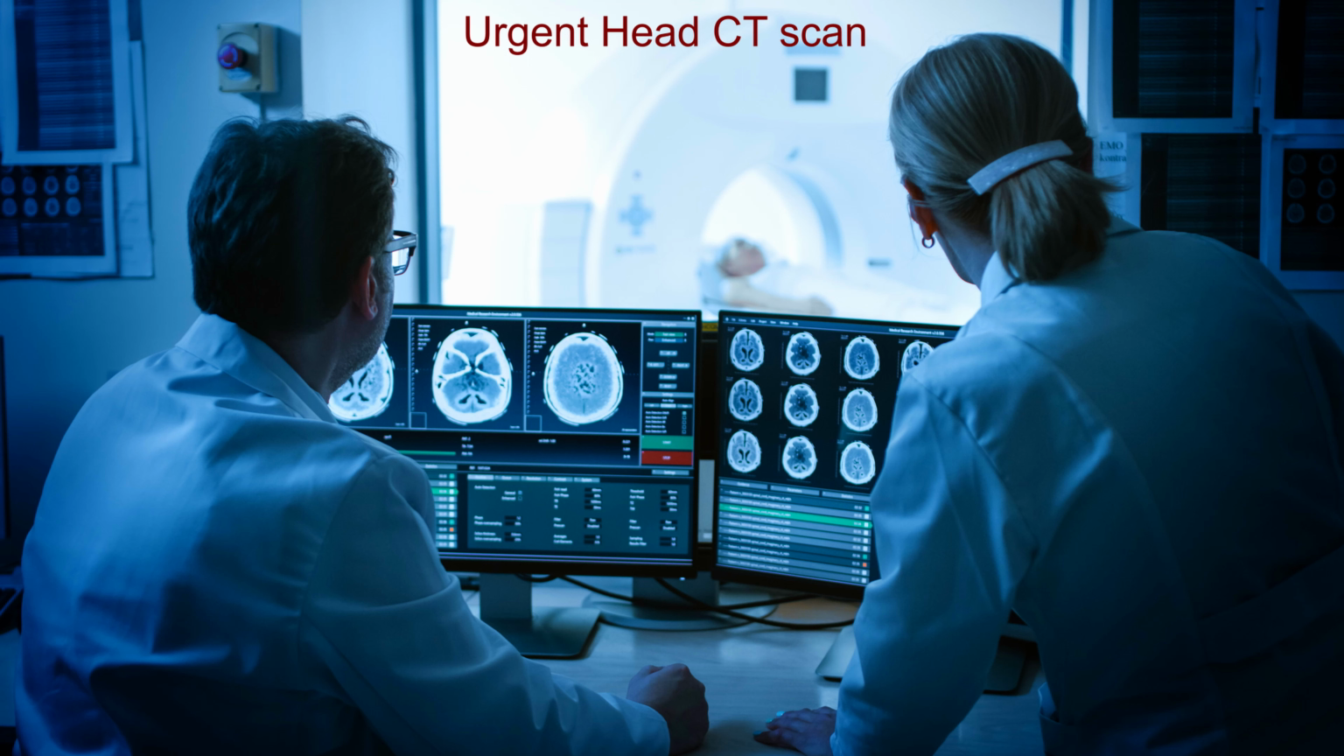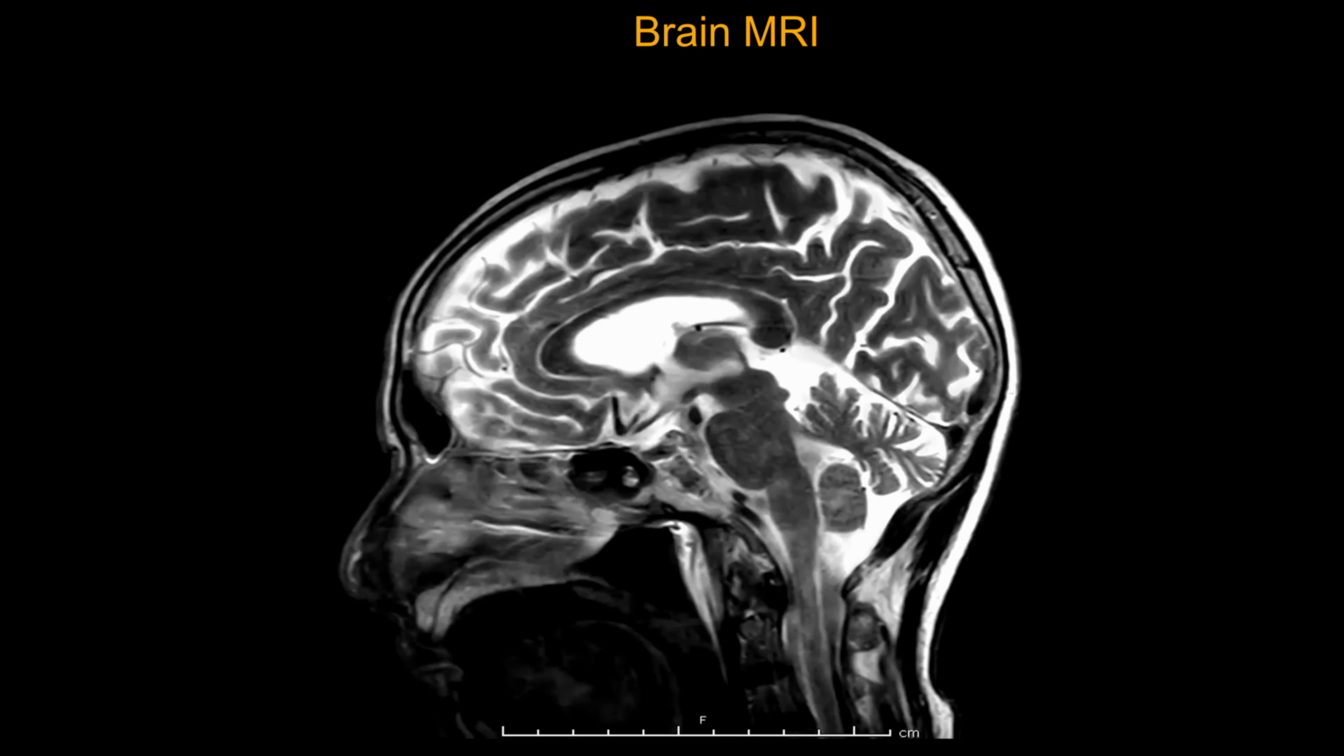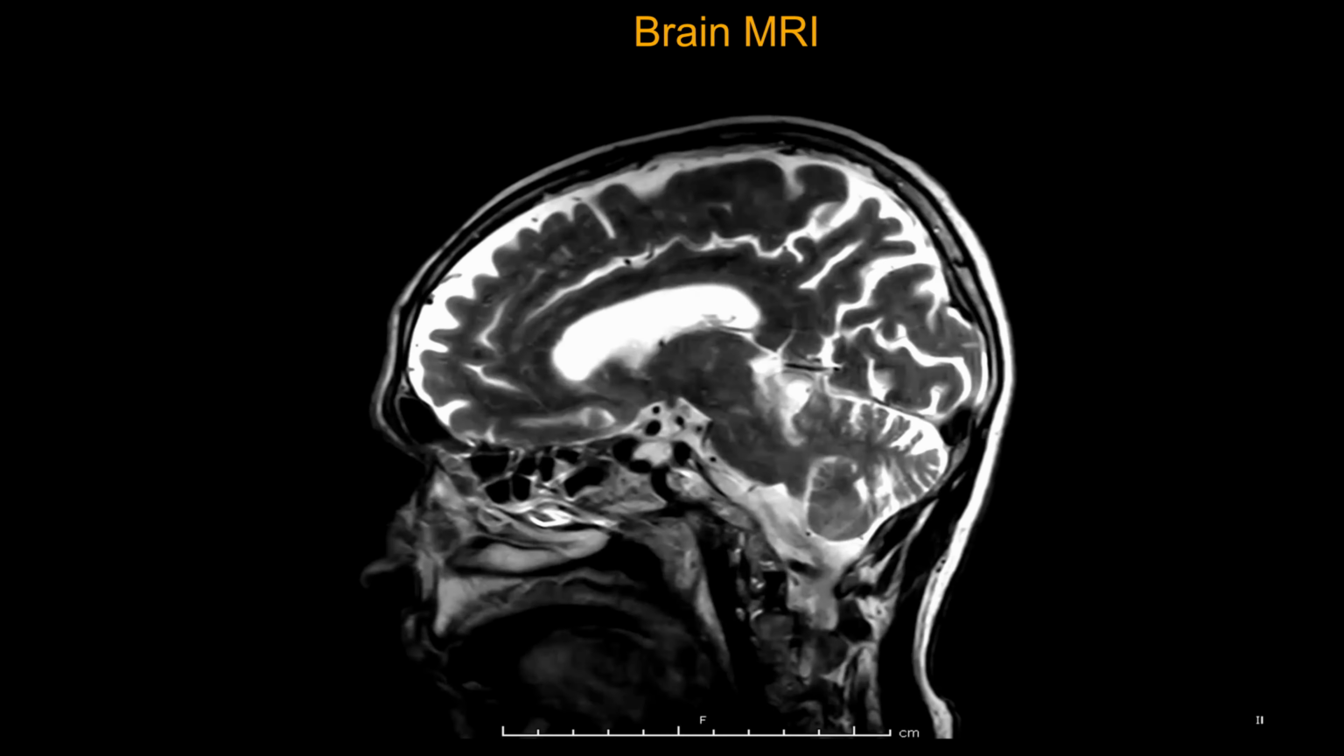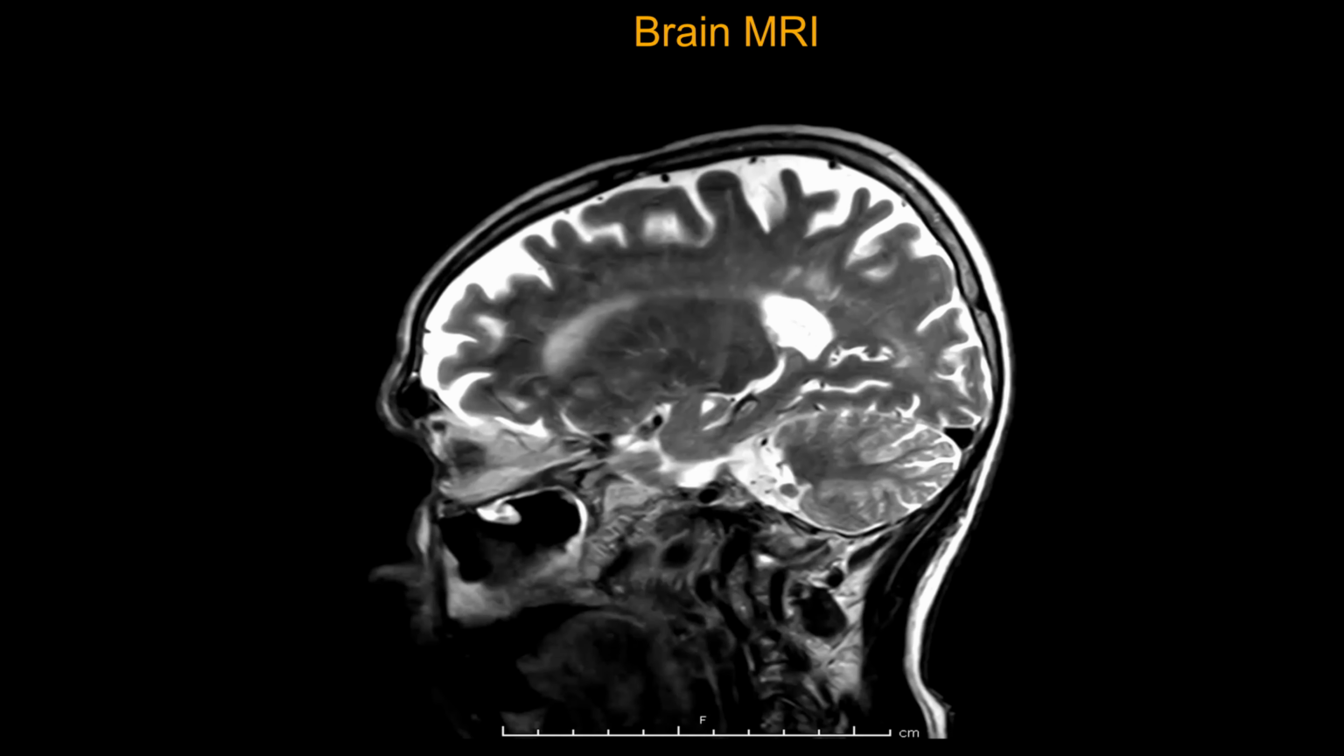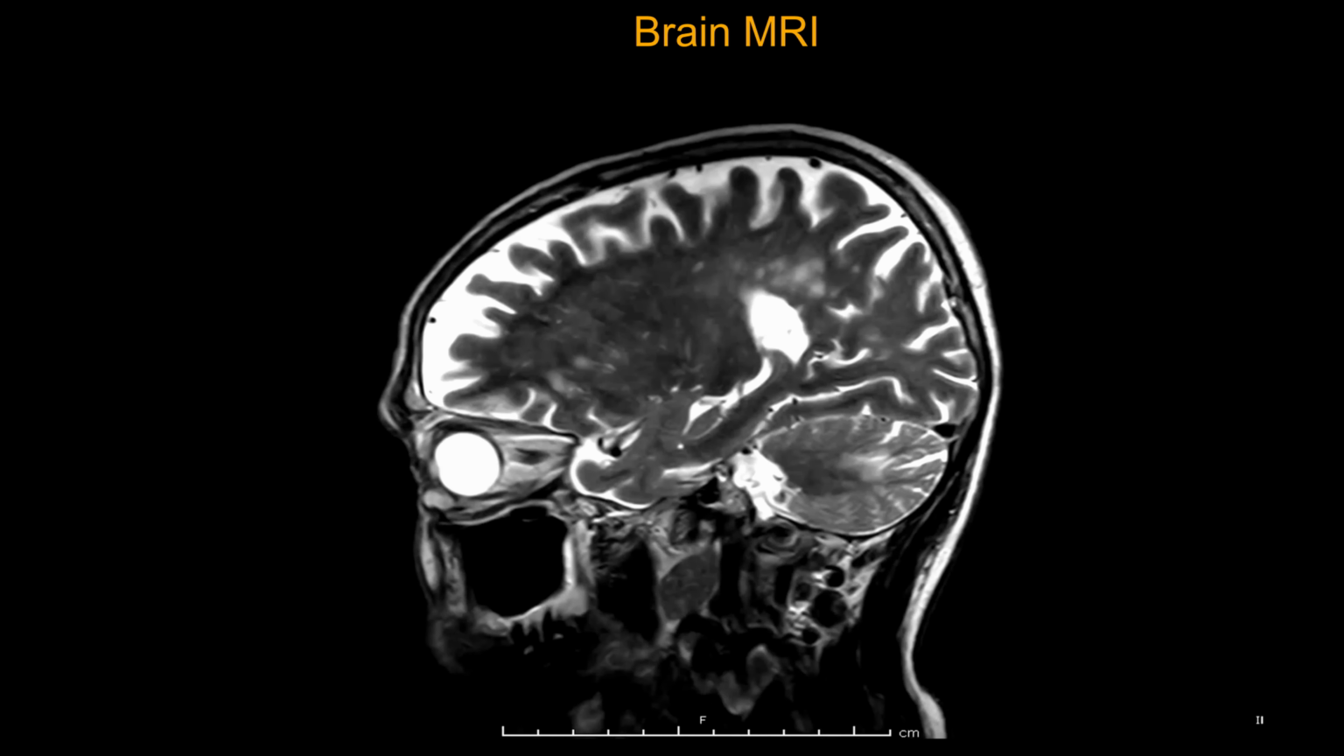Urgent CT scan of the head should be obtained to determine whether the stroke is hemorrhagic or ischemic type and to identify affected areas of the brain. Brain MRI can reveal brain lesions missed on CT scan. A negative brain MRI essentially rules out a cerebrovascular accident.